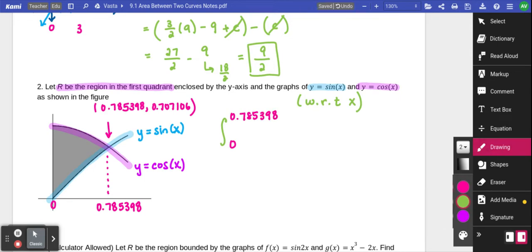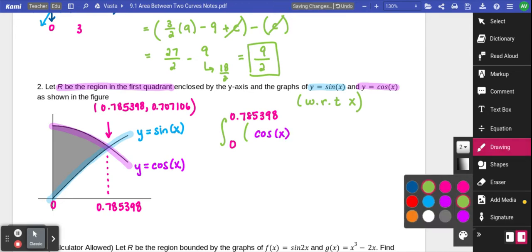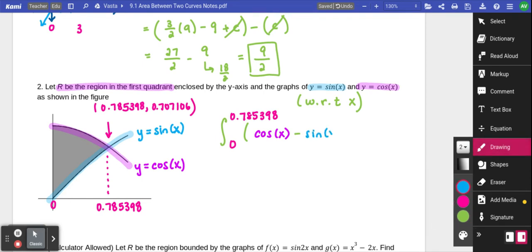And inside of that integral, I'm going to do top, which in this problem happens to be cosine of x, minus bottom, which in this problem happens to be sine of x. Now on your calculator, because this is a calculator question, you can actually type this in. So just like you can do derivatives on your calculator, one of the new things we're going to be using our calculator for is to do an integral.